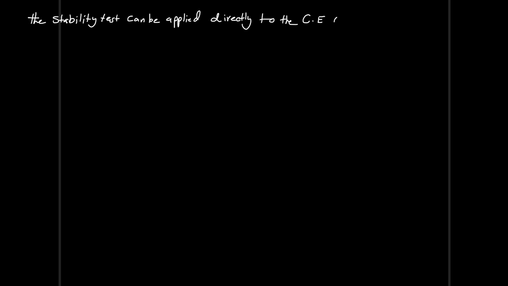So in this lecture, we'll answer the question of whether the stability test can be applied directly to the characteristic equation without solving for the roots, which means that without solving the characteristic equation we can judge about the stability, and this can be done using the Jury stability test.